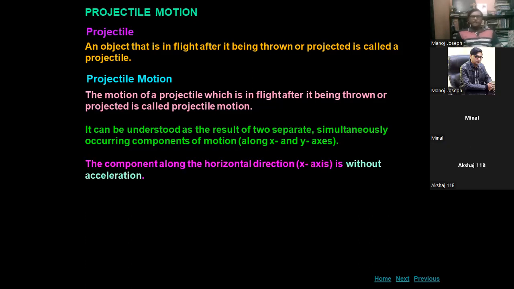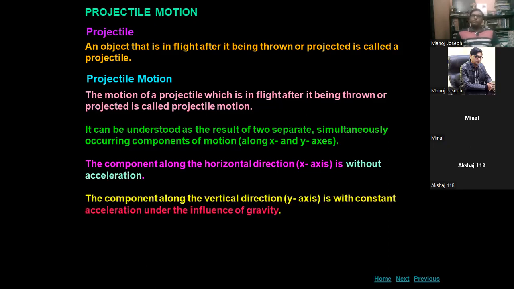The component along the horizontal direction, or x-axis, is without acceleration. And the component along the vertical direction, that is along the y-axis, is with constant acceleration under the influence of gravity. So the vertical motion of the object will be uniformly accelerated, with constant acceleration, but along the horizontal axis the acceleration is zero. So it is moving uniformly.